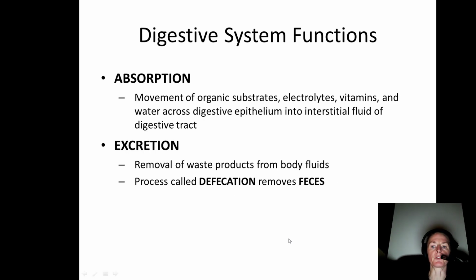All right, so absorption, we're going to start bringing in the important things that we need, the small molecules, the ions, electrolytes, vitamins, and so forth. And these will be brought across the digestive epithelium into the interstitial fluids of the digestive tract. From there, they'll either be brought into the capillary circulation and then into the hepatic portal vein to the liver, or in the case of lipids, as we've said, into the lacteals.